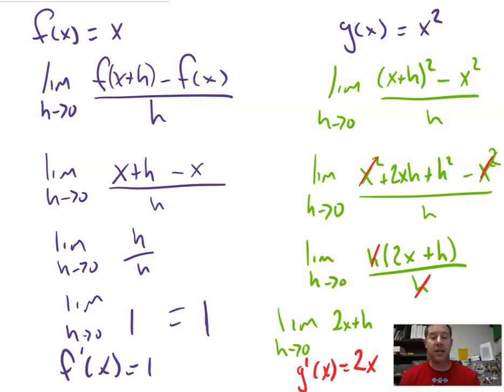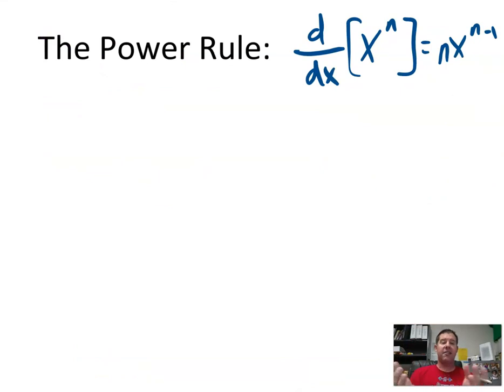Okay? But here's the big rule that we've all been waiting for. Dun dun dun dun! The power rule. All right? The power rule states that if you're going to take the derivative of an x to some power, what you're going to do is move that power in front, and that becomes a coefficient. And then you have x, and then you take 1 away from the power.